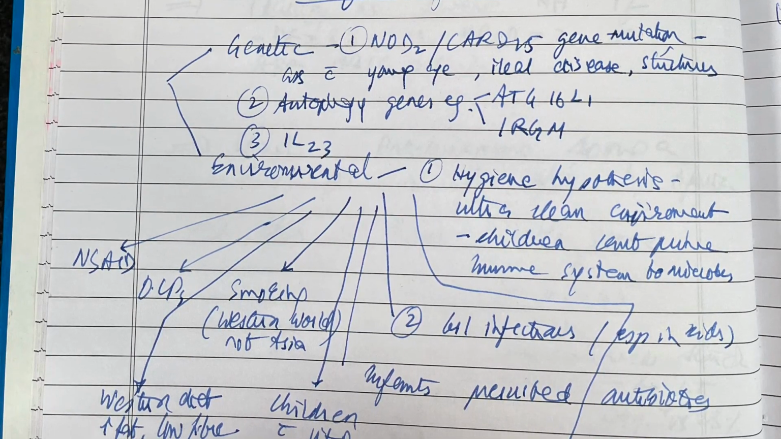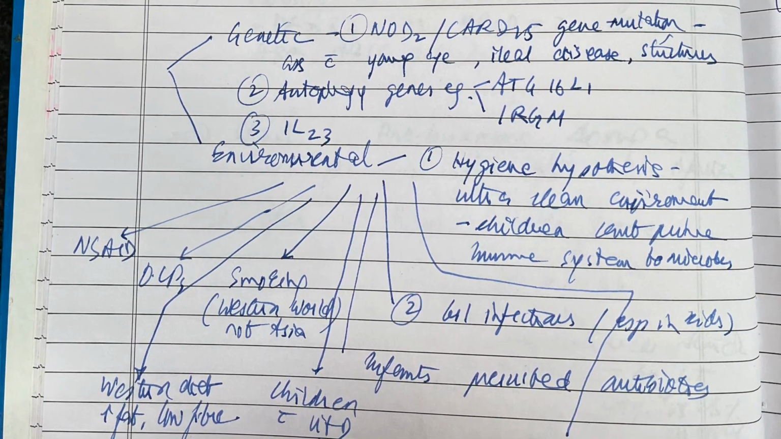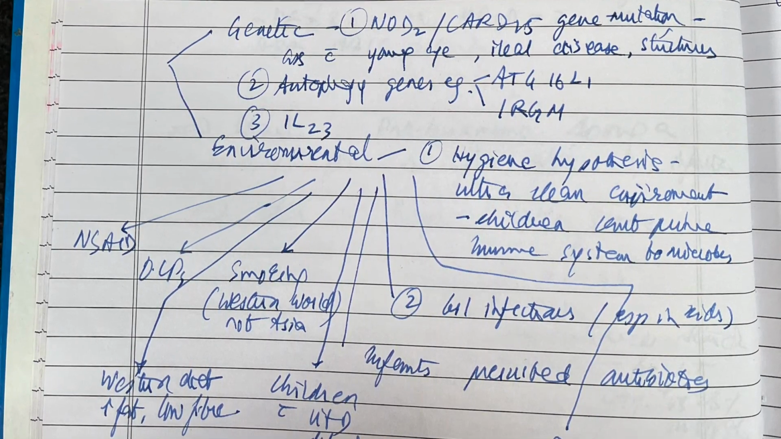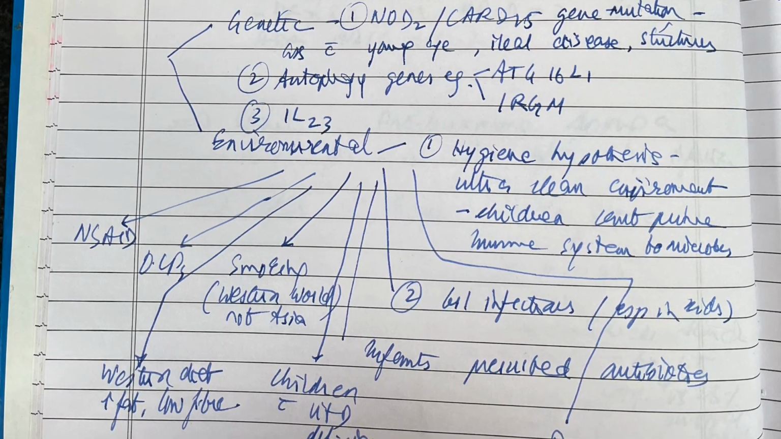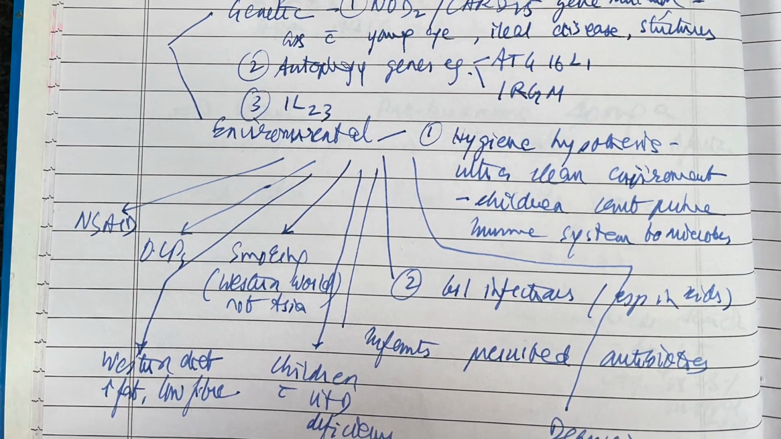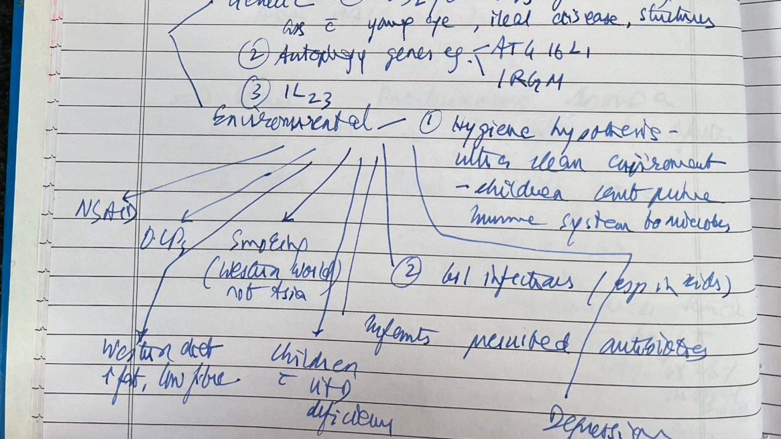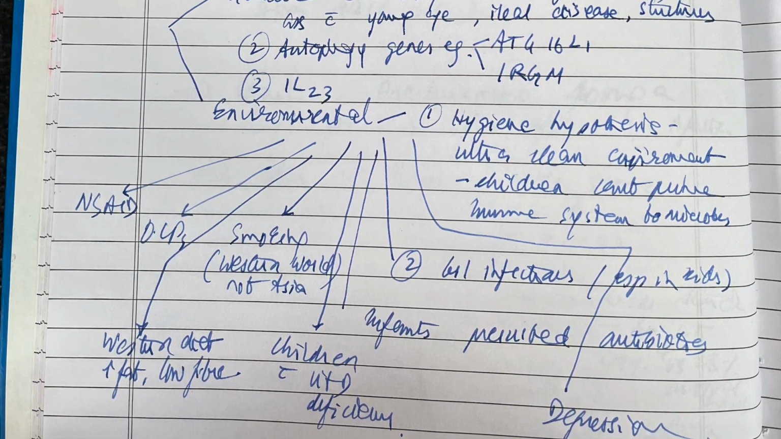Environmental factors include the hygiene hypothesis, which states that because of the ultra clean environment that children are growing in, their immune system is not able to prime to the microbes, and therefore they mount a very high immune response to them, causing this autoimmune disease.